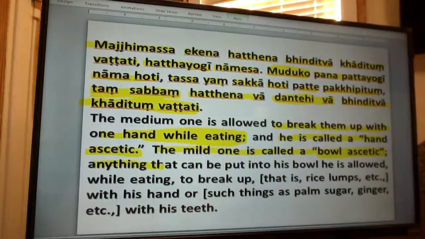Also, anything can be put into his bowl. Anything. No restriction. That means the mild one has no restriction. He can put anything in his bowl. He is allowed, while eating, to break up the rice, lamb, fish, or meat or cake, any kind, with his hand or with his teeth. Any kind.